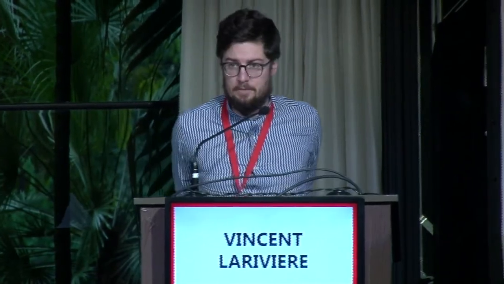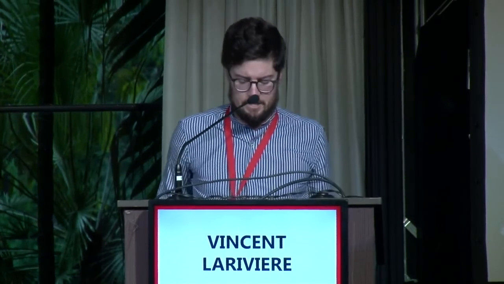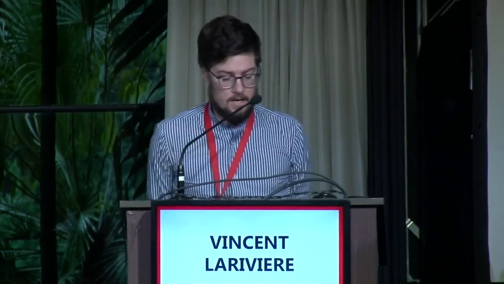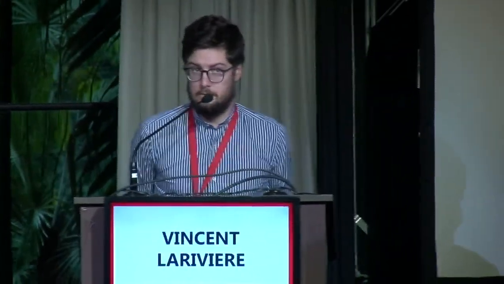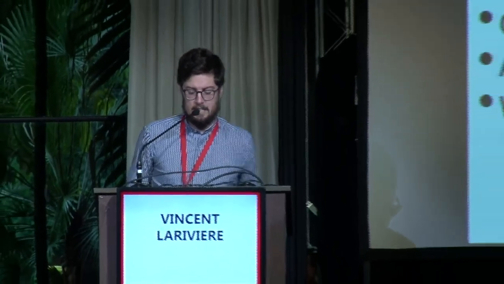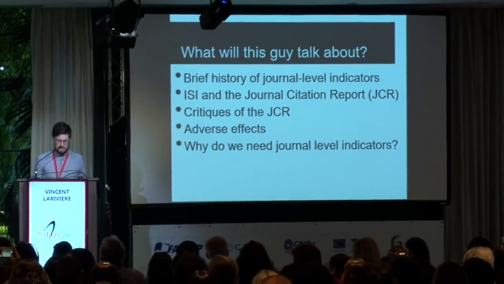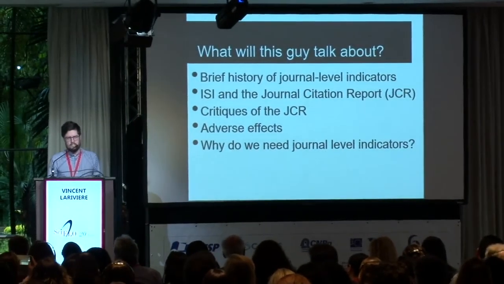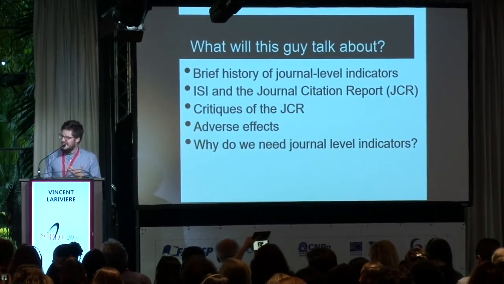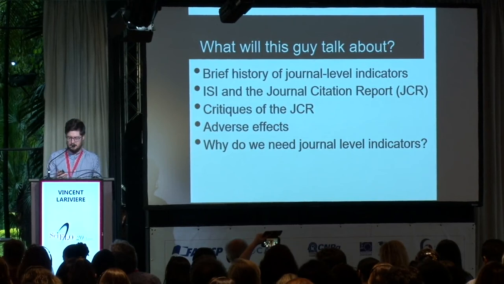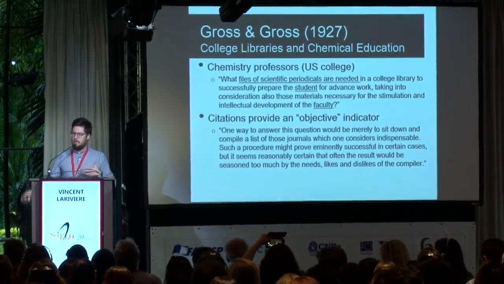So what I'm going to do today is provide you with a very, very brief overview of the journal impact factor, a brief history, its limitations, and its adverse effects. So what will I be talking about? Generally, journal impact indicators, how the JCR came to be a main bibliometric indicator, then a few critiques and adverse effects of the indicators, and then I will conclude on why we actually need, or do we need, journal-level bibliometric indicators.